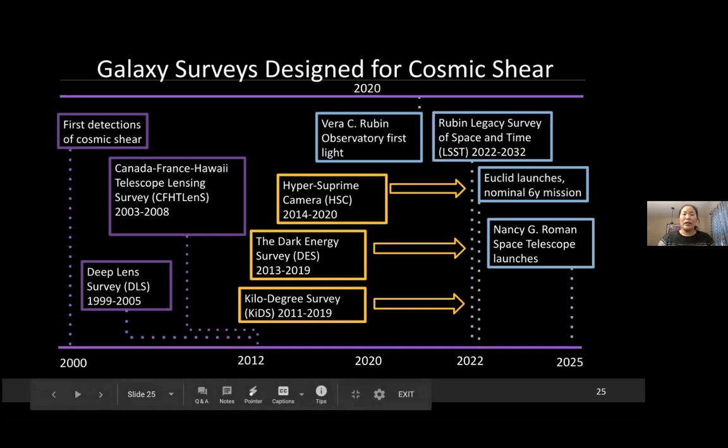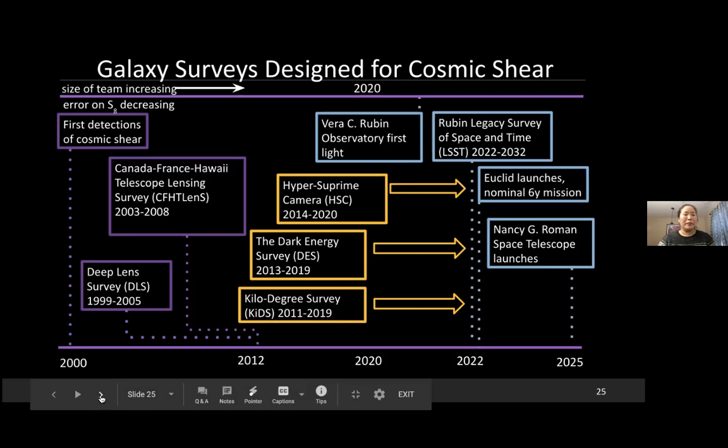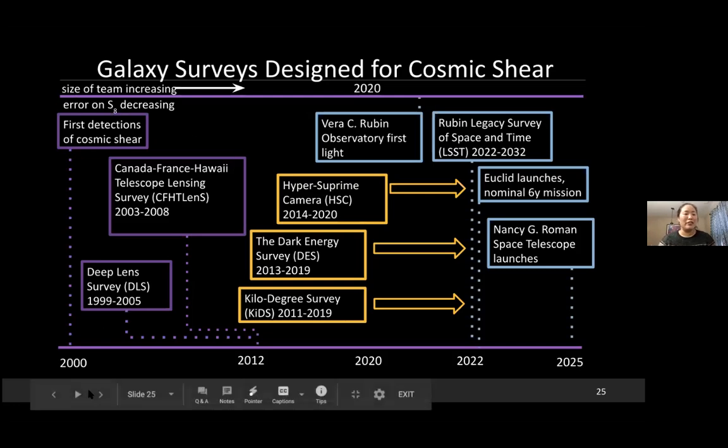And then looking forward, we have upcoming the Vera C. Rubin Observatory, and that will have a 10-year survey called the Legacy Survey of Space and Time, so LSST for short. And then also the Euclid Space Mission, I should say, so Rubin is a ground-based observatory. Euclid and the Nancy G. Roman Space Telescope are space-based observatories. And then the timelines might get shifted here by a little bit due to the pandemic. And then as we go to the right on this axis, the size of the teams have really increased, while the statistical error on the quantity we're trying to measure has decreased.